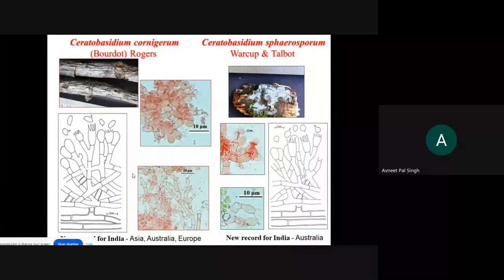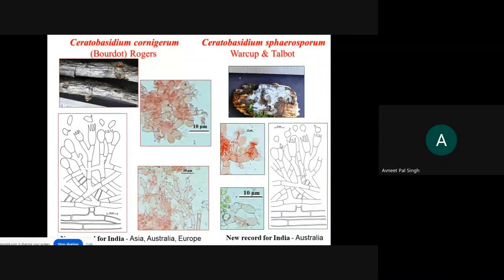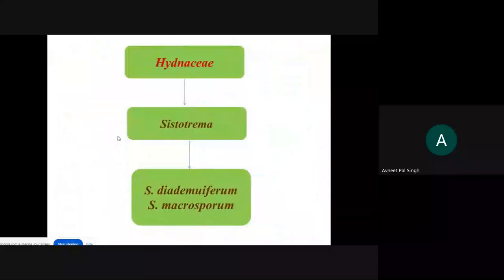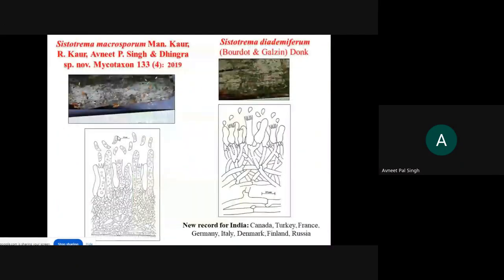Ceratobasidium is a genus which is very peculiar in having very short-celled, very small basidia. And on the other hand, look at the variation in another species. These are two species of the same genus, but their spore character varies a lot from each other. Minute, careful observations can help you to describe a large number of these.